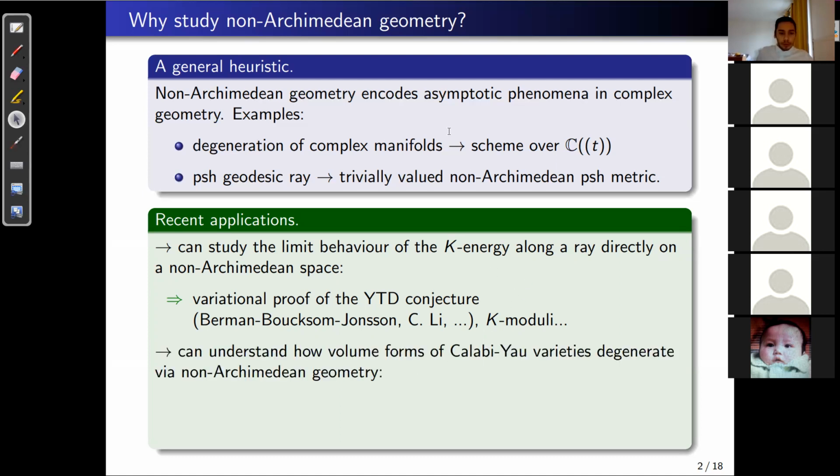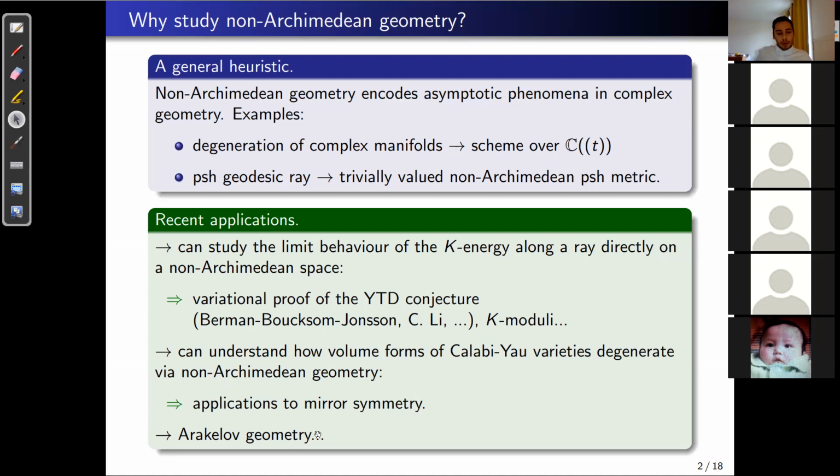Using this correspondence can also help to understand the way a volume form along a family of Calabi-Yau manifolds can degenerate, and this is something that has very strong applications to mirror symmetry. That's what they call the SYZ conjecture, which can be formulated using non-Archimedean terms. And I think Yang Li recently made some good progress on this using the work of Boucksom and Jonsson on hybrid spaces.